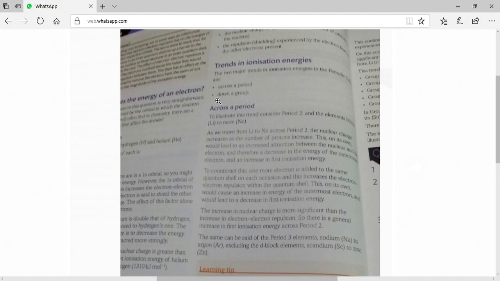So here, beta, you can see across the period and down the group. Trends in the periodic table are very, very important. As we move from left to right, that means with respect to different periods, suppose as we move from lithium to neon across the period, the nuclear charge increases as the number of protons increases. Give me 1 second. I'm explaining on a screen.